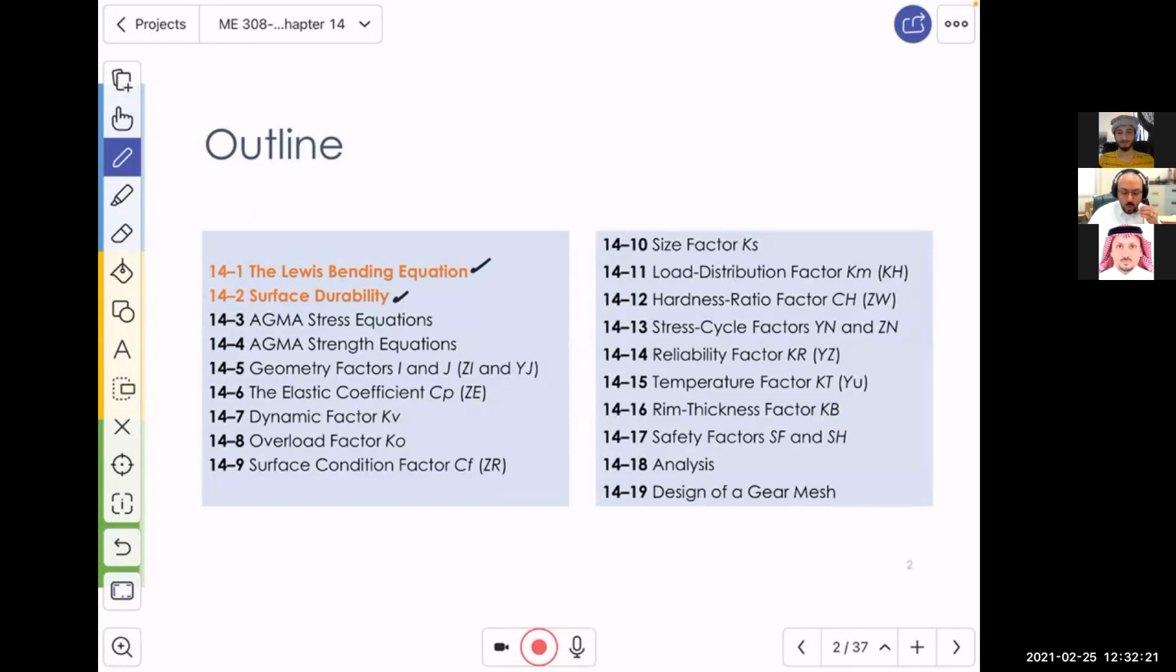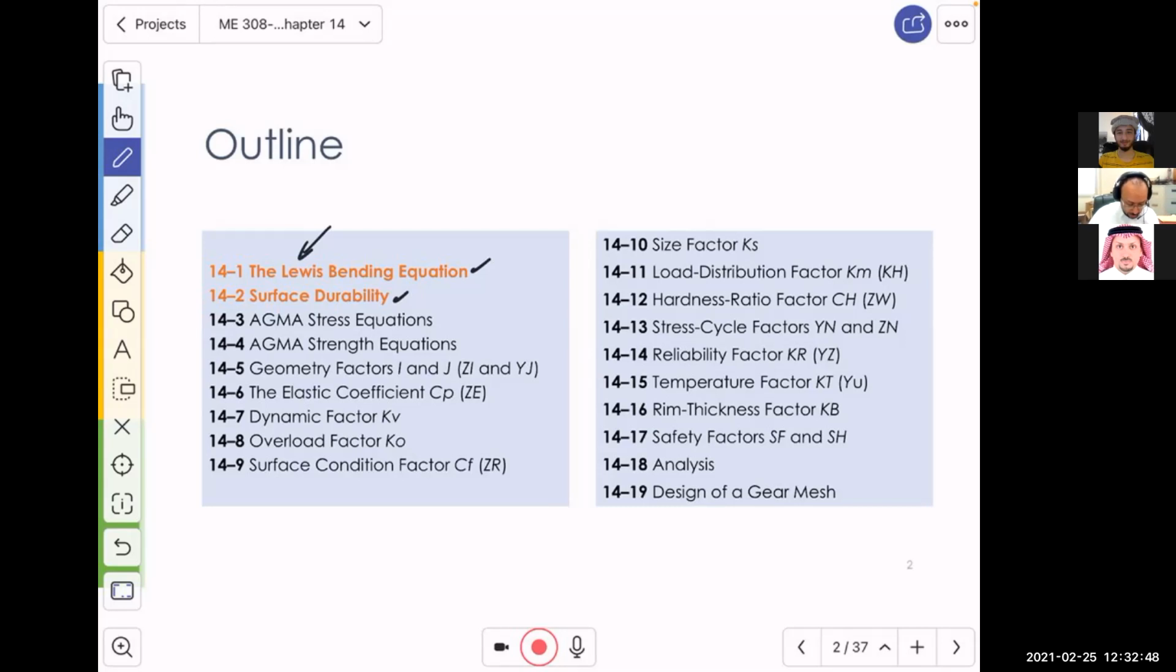Lewis is a person who is the first to establish an equation that helps calculate the stresses, particularly bending stress in gears. And the Lewis equation becomes so fundamental, so you will hear about it a lot, but we're not going to go over a section to cover Lewis. We're just going to mention it.